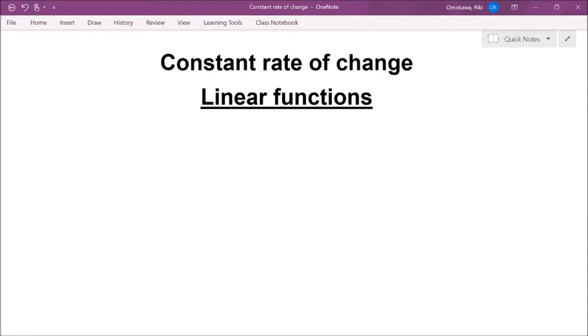So, before we use parametric equations, let's briefly review something that you may have learned in your previous work, and that is constant rate of change and linear functions. So constant rate of change means something is changing, increasing or decreasing at the same speed as time goes on. So constant rate, the same change per unit of time.